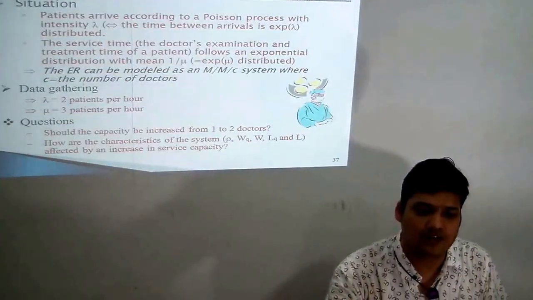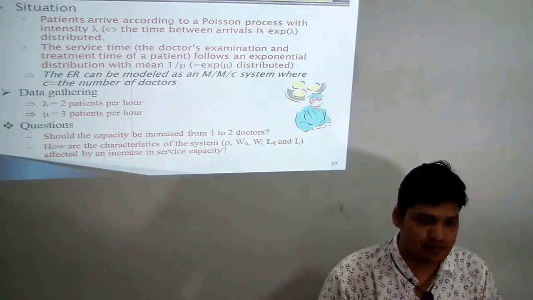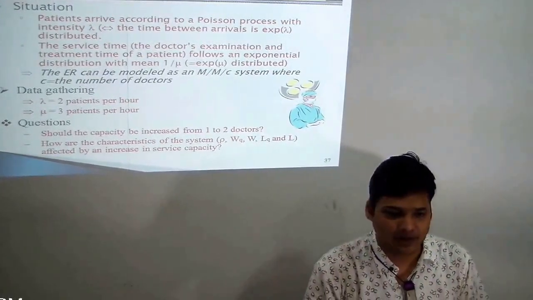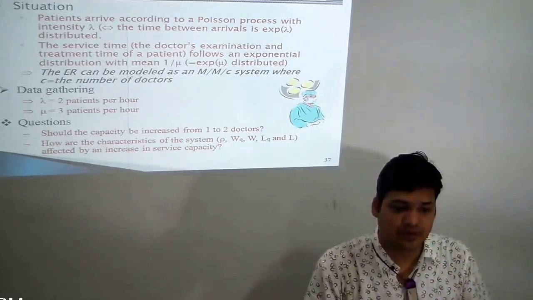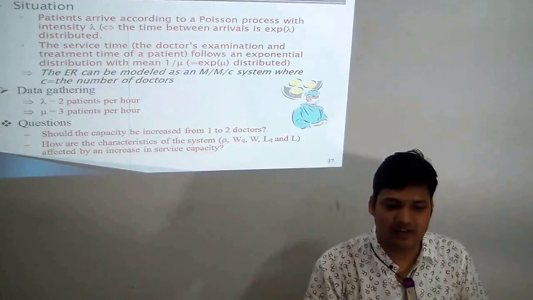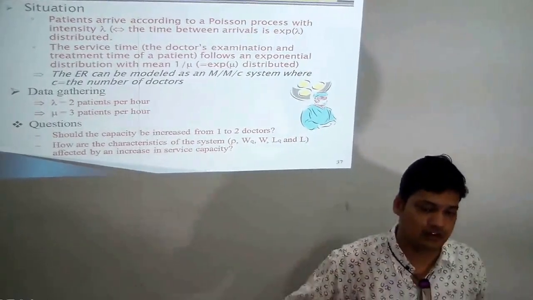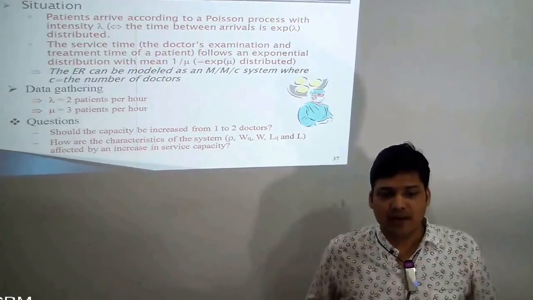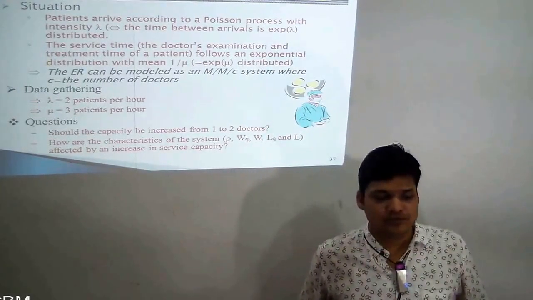Then the ER of a county hospital. It's an example. Suppose patients arrive according to a Poisson process with intensity lambda. The time between arrivals is exponentially distributed. The service time, which is the doctor's examination and treatment time for the patient, follows an exponential distribution with mean 1/mu, where mu is the service rate.